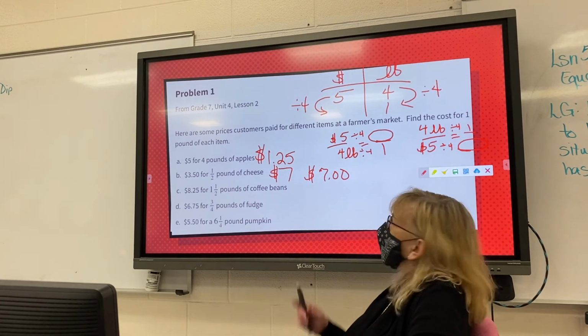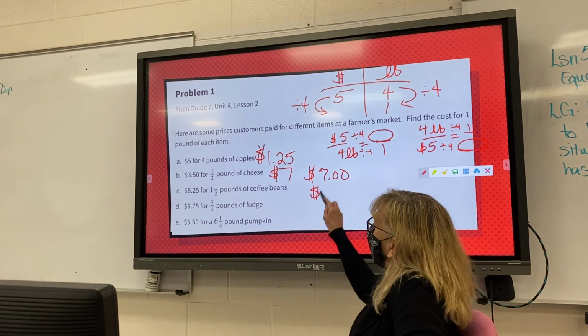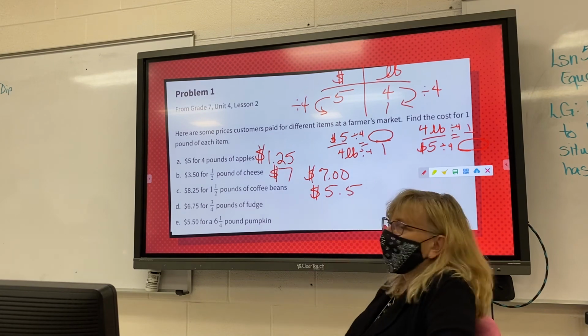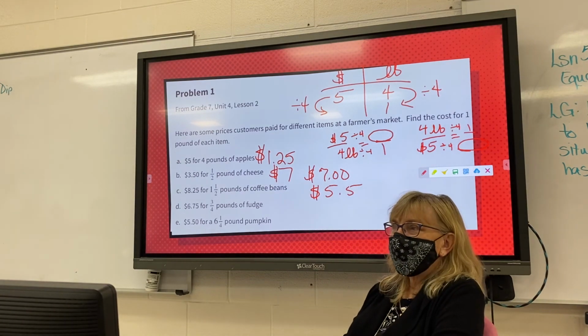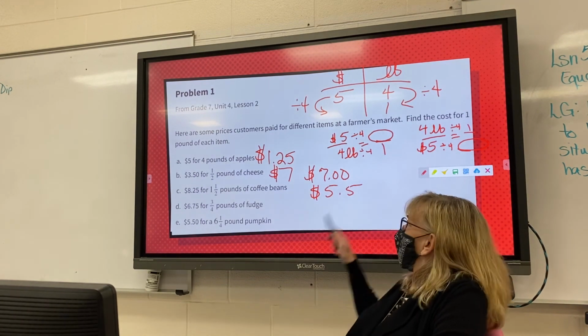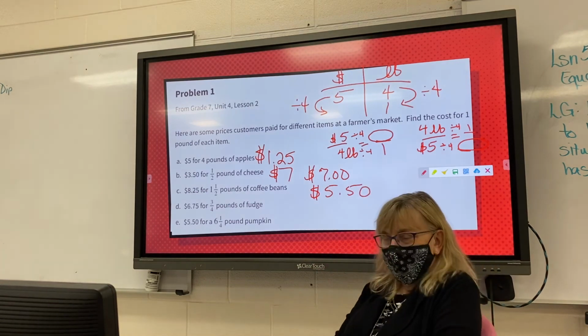Ooh. Why is that wrong? You forgot the 0. Because you forgot the 0 to make it $5.50. You always have to add the 0 when you have money.